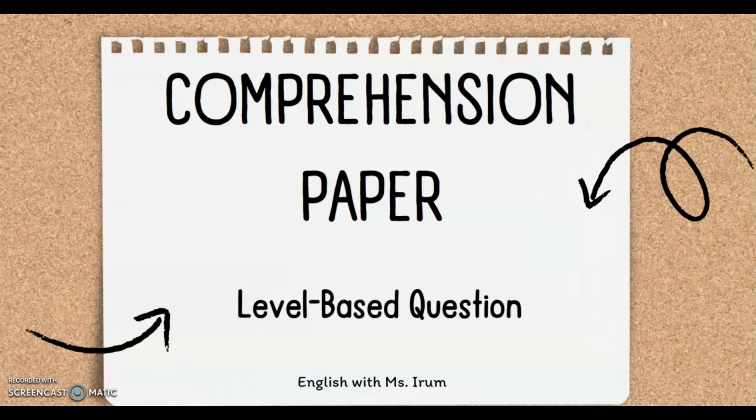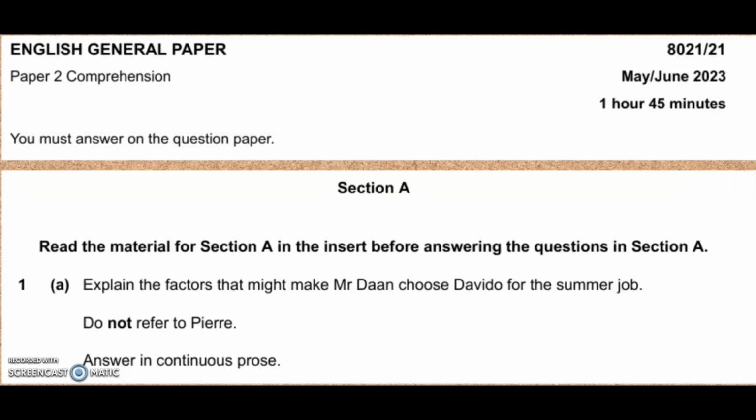There are basically 4 levels. If you have a desire to reach the highest level, it means you must have maximum well-developed points. Before reading the insert, take a look at the question, and I must tell you that I have added level-based questions from my June 2023 past paper. The question says, explain the factors that might make Mr. Don choose Davido for the summer job.